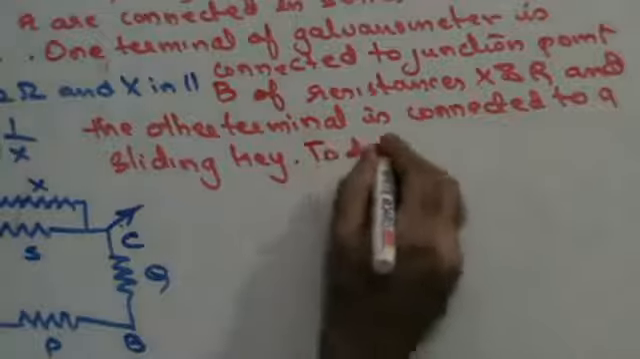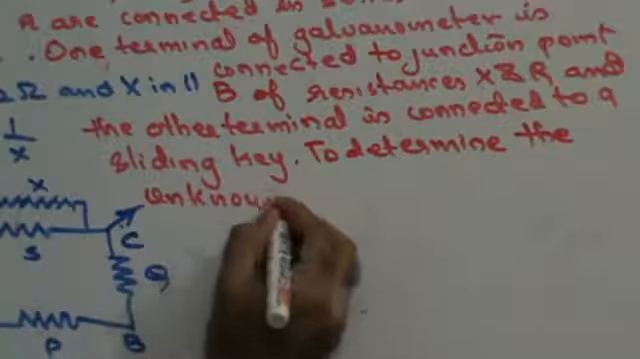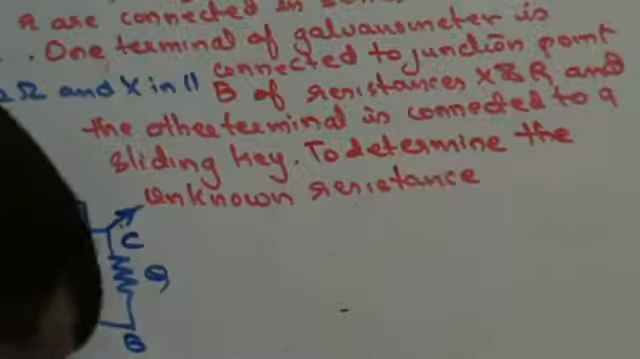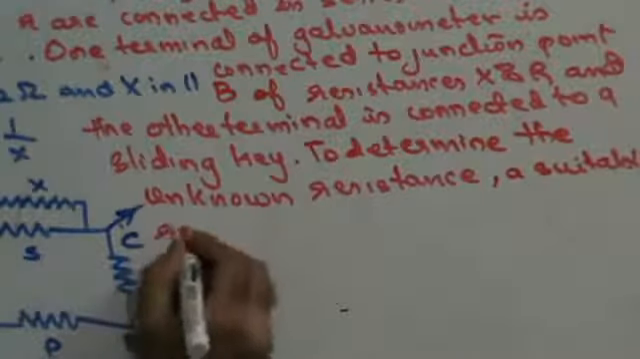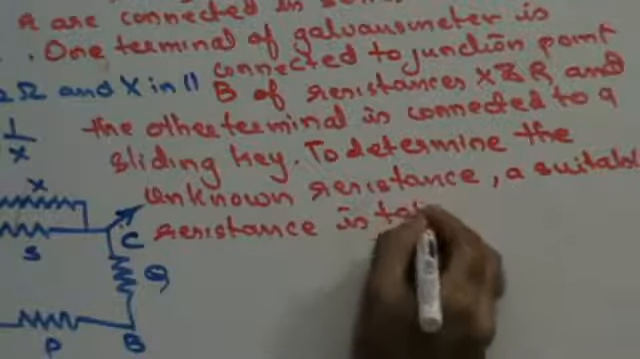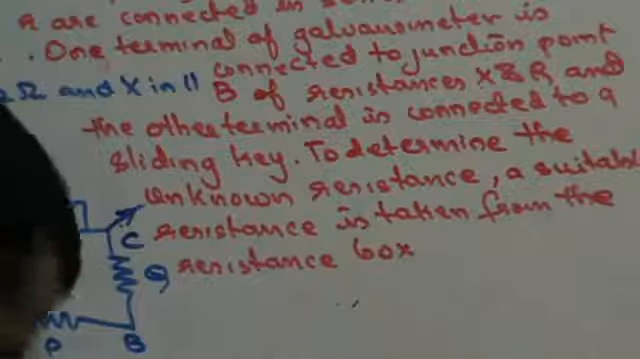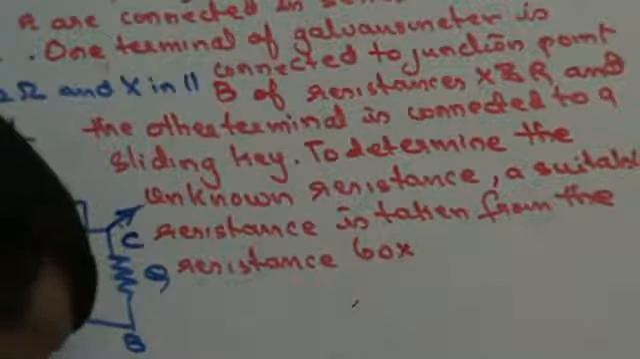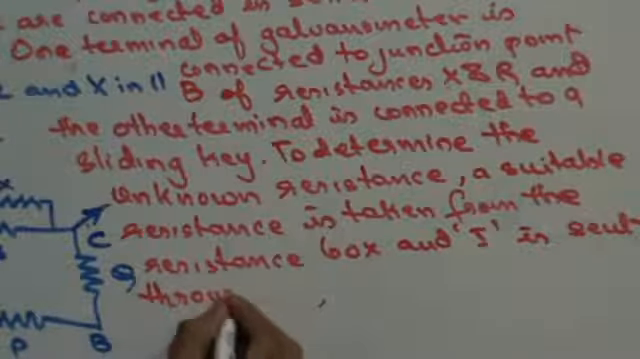To determine the unknown resistance, a suitable resistance is taken from the resistance box and current is sent through the circuit by plugging the key.